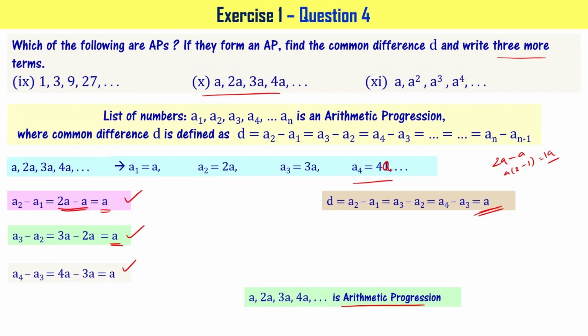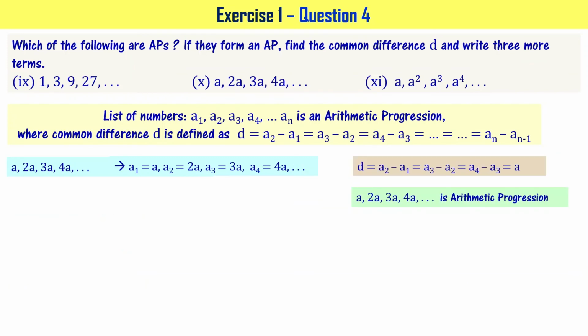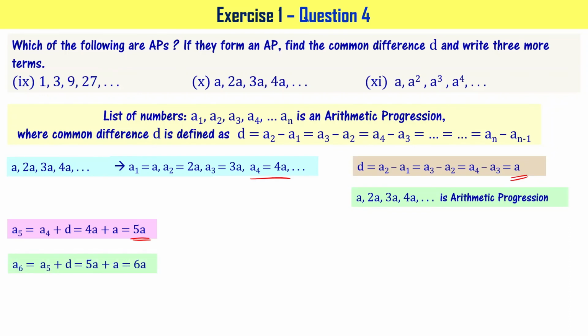Like that, we are going to write 3 more terms, right? Now what I'm going to do is, since I know the fourth term, that is 4a, and the common difference d equal to a, I'll write the fifth term as a4 plus d, that is 4a plus a, that is equal to 5a, right? a5 equal to 5a. Then a6 is going to be a5 plus d, that is 5a plus a, that is equal to 6a, right? a7 is going to be 6a plus a, that is 7a. Got it? Now we have 3 additional terms.